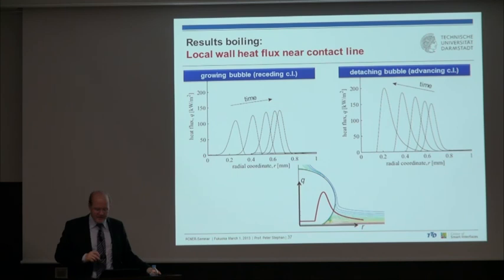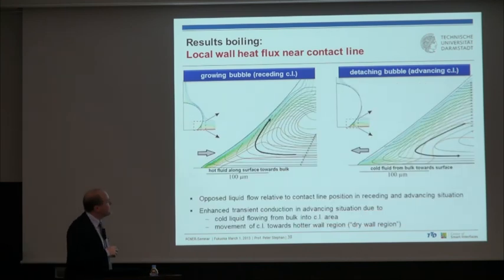Again, we can look into our numerical model and see what happens in detail near the contact line. We see if we have bubble growth, that means the contact line is a receding contact line. It travels in this direction, vapor here, liquid there. Then we bring hot fluid from the boundary layer in the liquid phase towards the interface. So we increase evaporation here. We have very high temperature gradients next to the interface, so strong evaporation here.